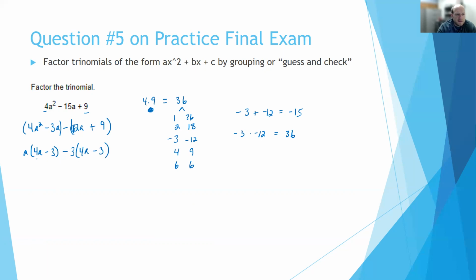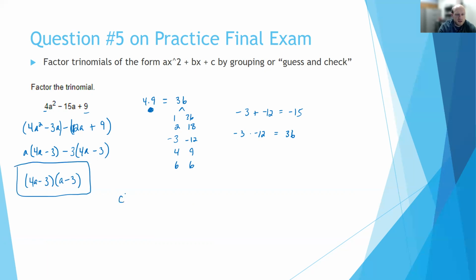The whole point of that is to get these two things to match here, the 4a minus 3. Once I do that, that's going to be a common factor that I can take out. Then I'm left with the a minus 3. And this is your factored form.